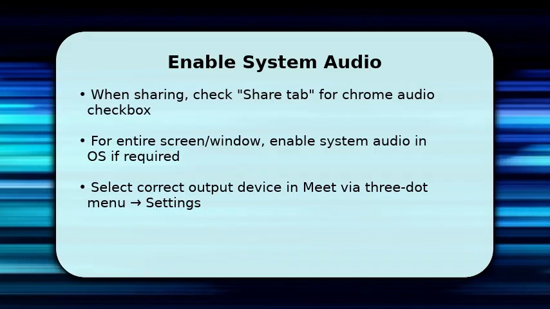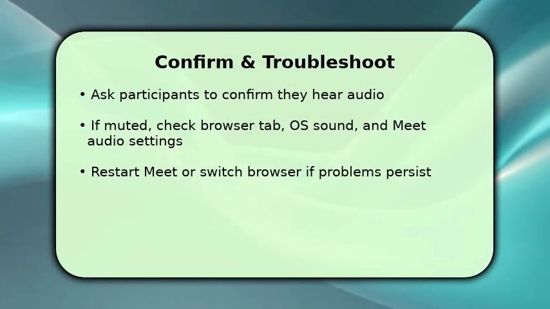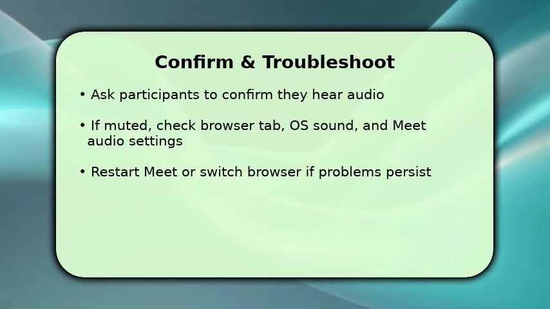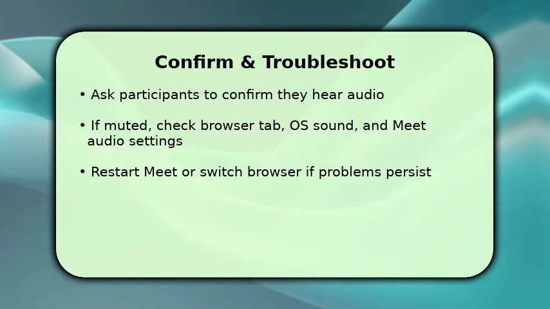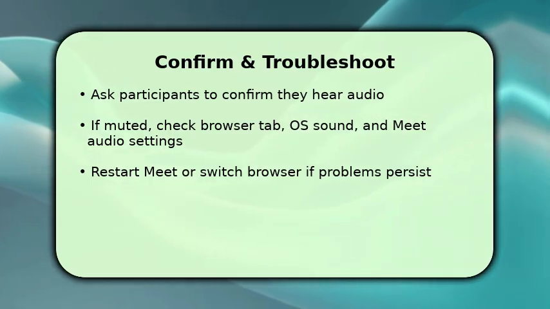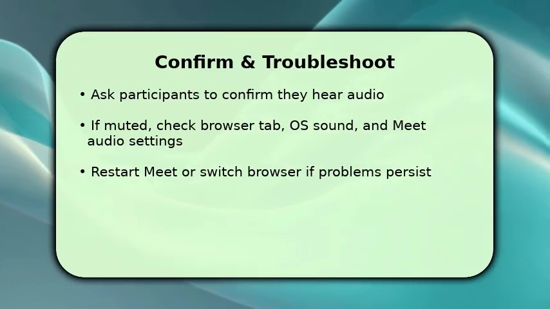where the sound plays. Once set, play a short clip to verify participants can hear it clearly. Finish by asking someone to confirm they hear the shared audio. You want immediate feedback. If they don't, first ensure the tab isn't muted, your system volume and output device are correct, and Meet's microphone/output settings are set properly.